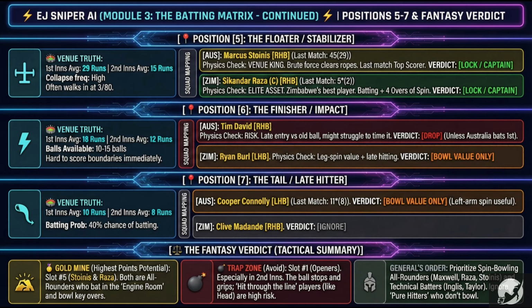Now, a warning at position 6. Tim David. The data says drop. Why? He comes in late against the old softball. It is impossible to hit boundaries from ball 1 on this surface. It is a trap.